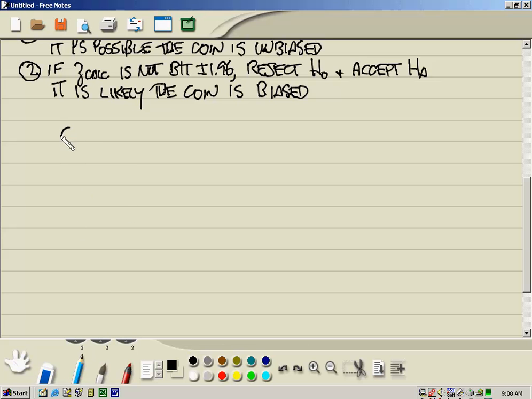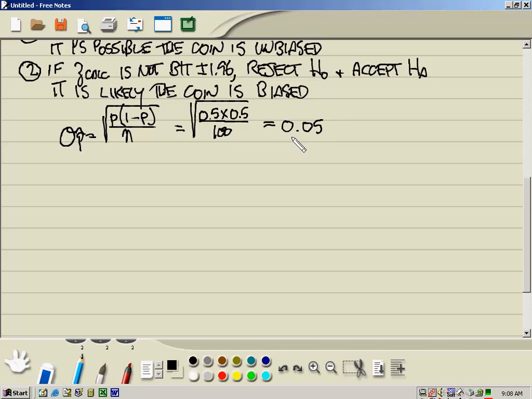Next step of calculations, start off with the standard deviation, sigma sub p hat, square root of p times its complement, 1 minus p, divided by n. Alright, p is a half, 1 minus p then is also a half, divided by the sample size of 100, and that turns out to be 0.05.